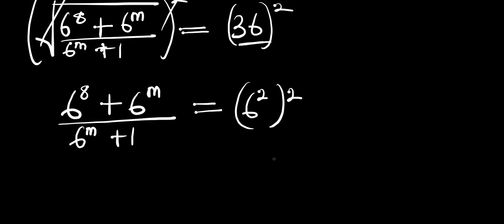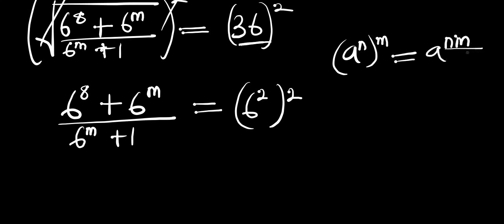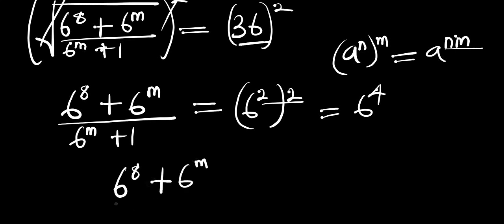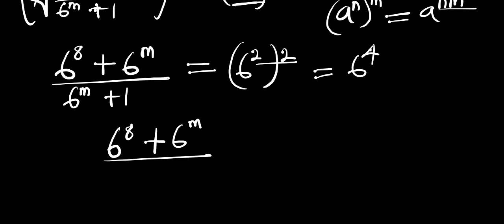So at this point, we make use of this identity. If you have a power n all to the power of n, this equals a power n times n. So you multiply these two exponents. That means we are going to multiply 2 times 2, and this will give us 6 power 4. So we now have 6 power 8 plus 6 power m divided by 6 power m plus 1, and this equals 6 power 4.